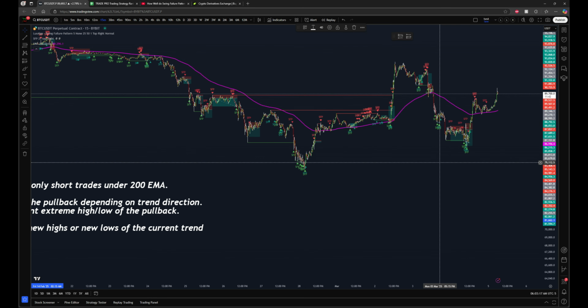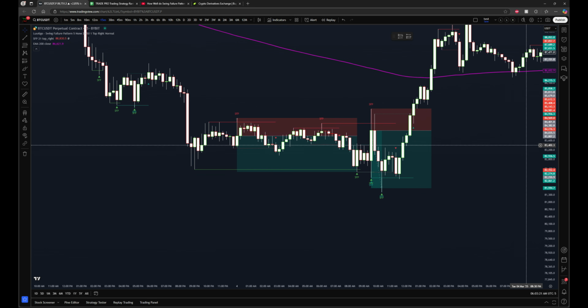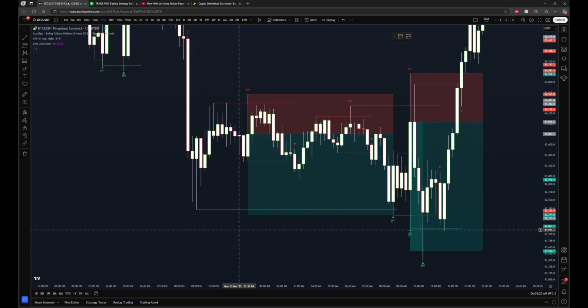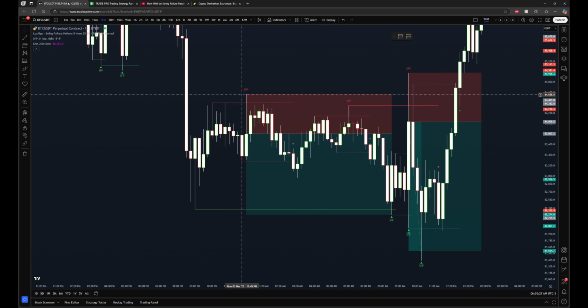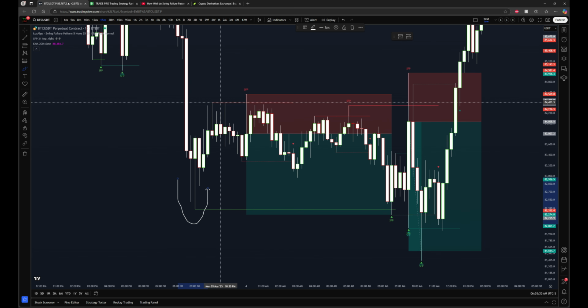So let's get into some of these signals and show some examples. We're under the 200 EMA, so we're looking for a bearish swing failure pattern. Here's a valid entry right here. We get a pullback that starts at the lows here. So we're looking for a swing failure pattern off the highs of our current pullback. So here's a swing failure. That's an entry trigger.